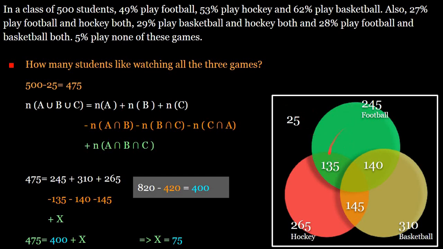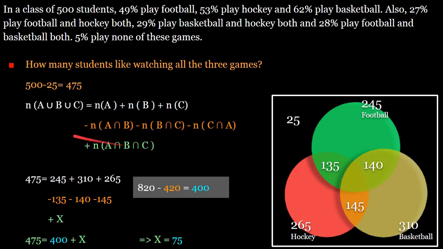Now we have this figure given. 245 students play football, 265 students play hockey, and 310 students play basketball. The common people: 135 play football and hockey, 140 football and basketball, and 145 hockey and basketball. This information is given in the figure, and 25 do not play anything. Now the first question is, how many students like playing all 3 games? That is, we have to find this one.